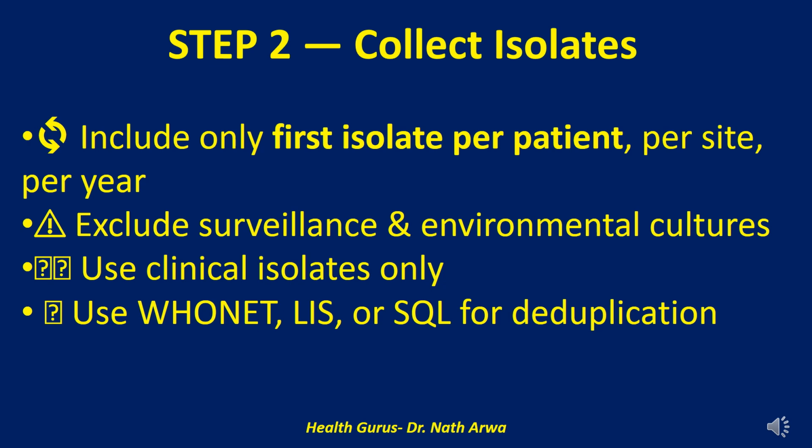That's the rule. Next, exclude any surveillance or environmental cultures. These aren't true clinical infections. They're used for screening or environmental monitoring. Including them would misrepresent real-world infection patterns and undermine your antibiogram's accuracy. Your antibiogram should be based on clinical isolates only. That means samples from patients who are actually being treated for an infection. Think blood cultures, urine cultures, wound swabs. Not screening swabs or surface samples.